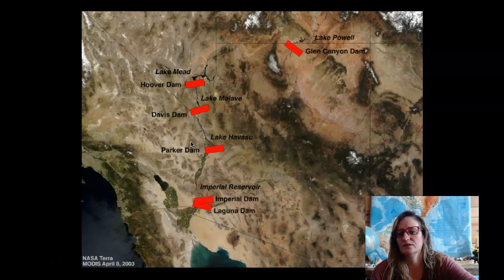So we really dammed the heck out of the Colorado. It's not really a free-flowing river like it used to be. Go back and watch that video Red again. It talks about how we use the heck out of the Colorado River.